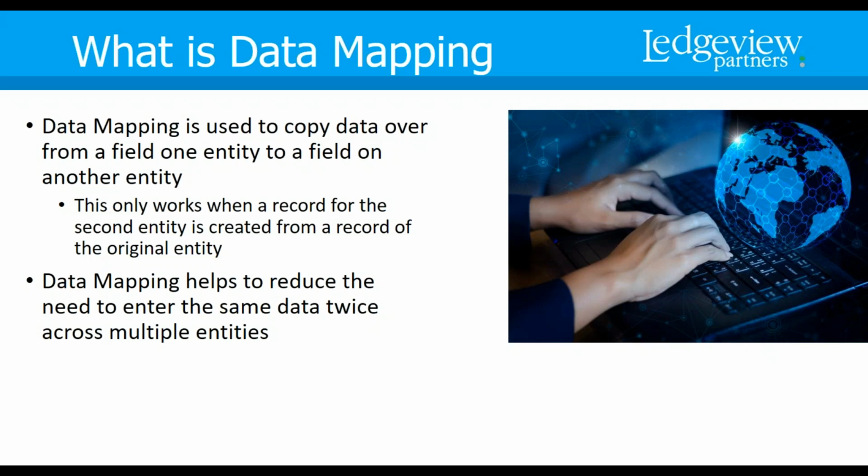What data mapping will do is I can map the address, the business phone number, the account name into the company name section. I can map over various fields. That way my users don't have to recreate the wheel. So it helps to reduce the need to enter the same data twice across multiple entities. You can even do this account to opportunity. If there's certain items that are important on both entities, both records, map it over for them.